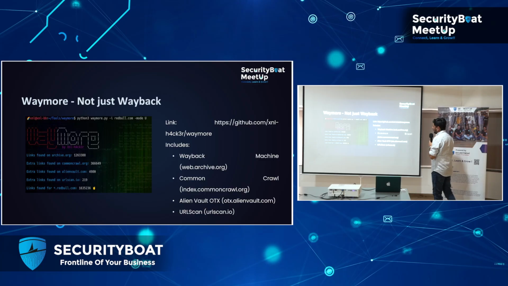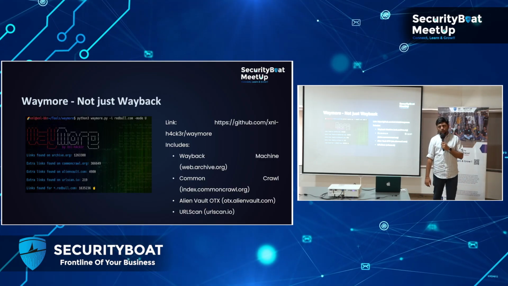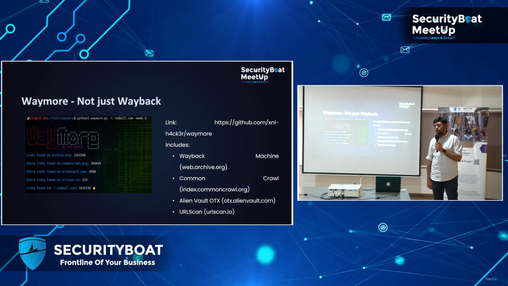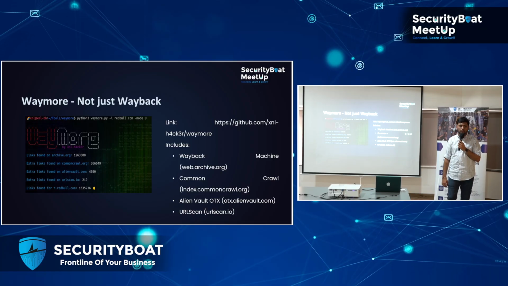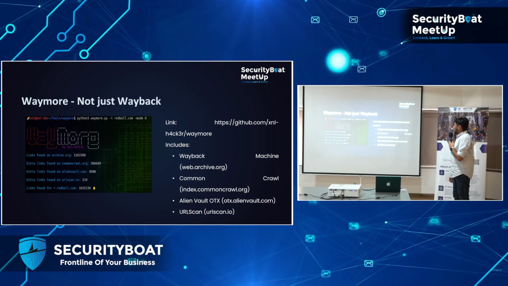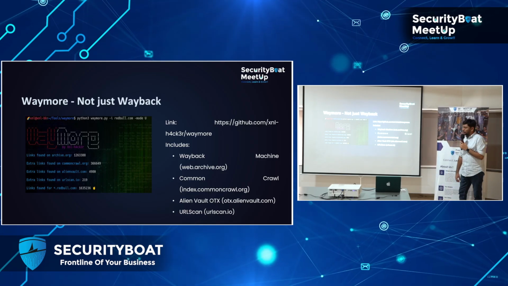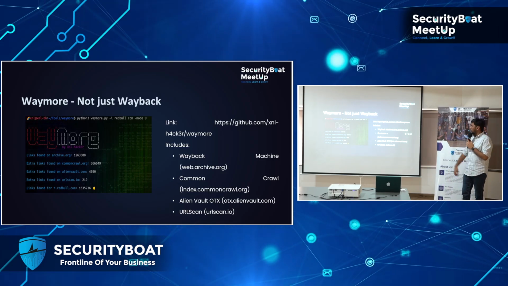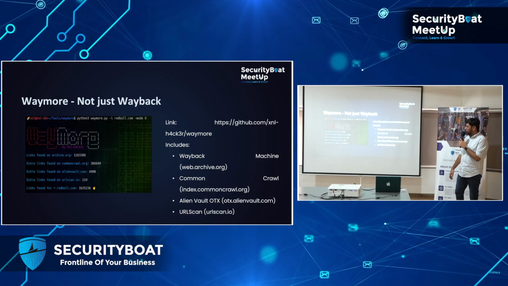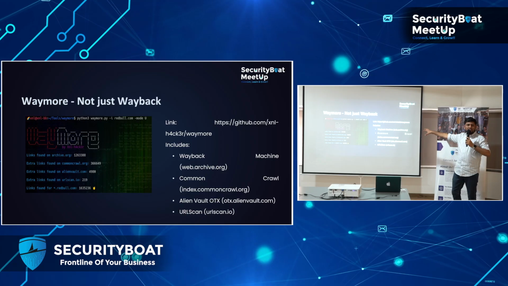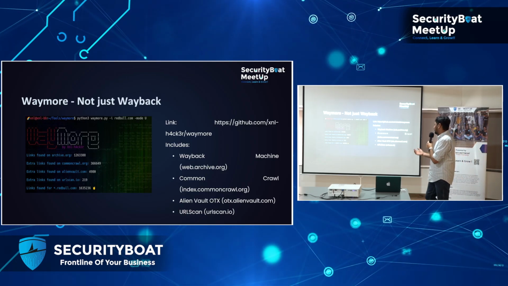Coming to the next one, Waymore. We all are using Wayback URLs. We all are using GAU, right? Except for these two, there are other different websites as well that you should be using. You should be using urlscan.io, alienvault.com, commoncrawl.org, etc. But Waymore is a tool that is going to help you use all of these different tools at once, okay? All you have to do is install Waymore.